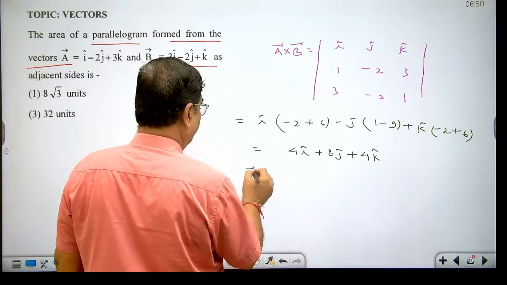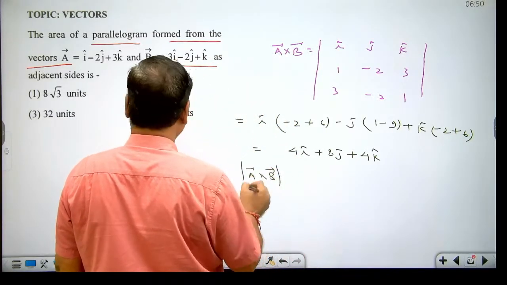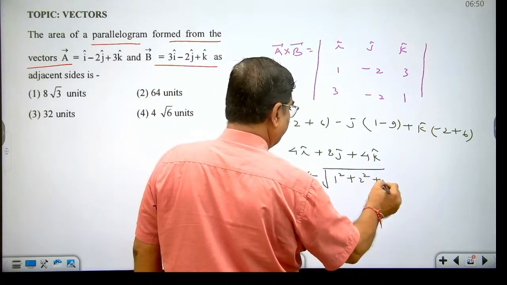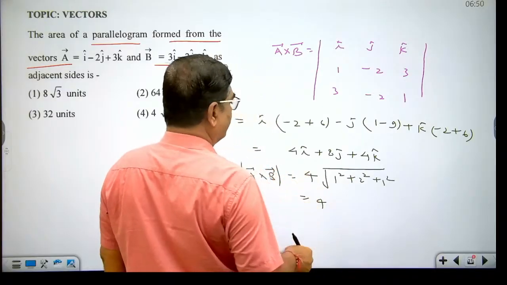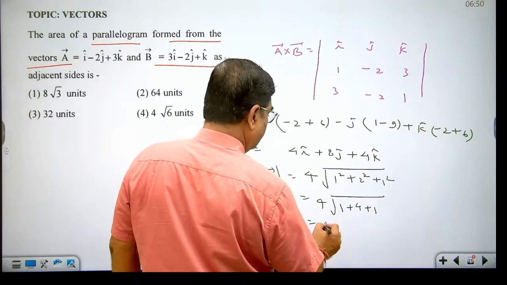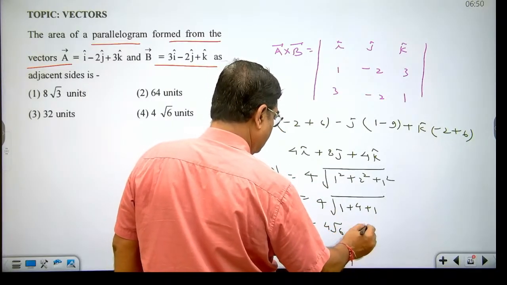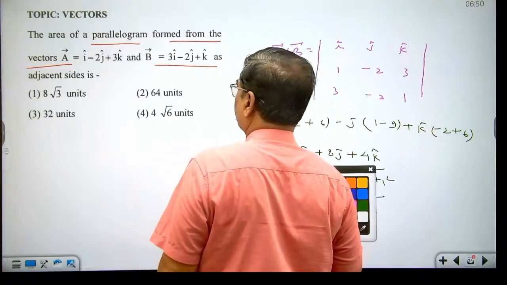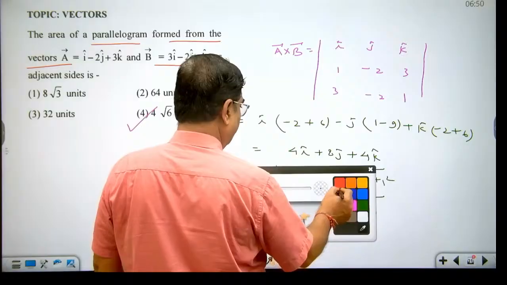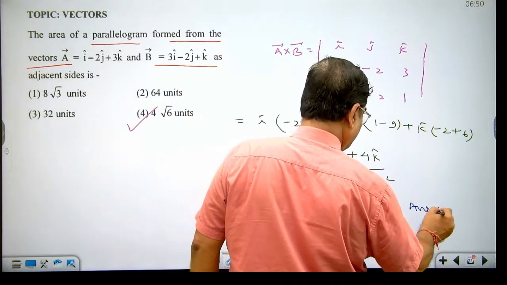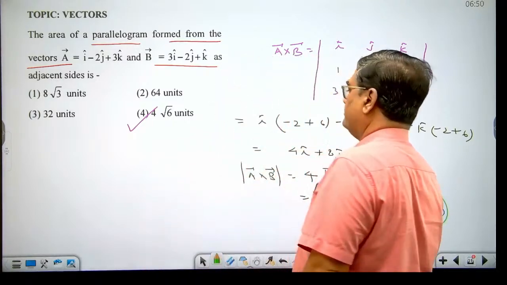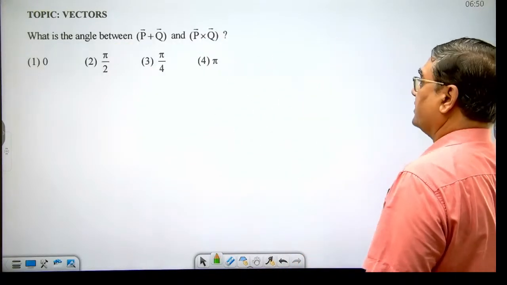So if we take the magnitude of A cross B, we take 4 as LCM, under root 1 square plus 2 square plus 1 square. Taking 4 as LCM makes it simple. This is 1 plus 4 plus 1. This is 4 root 6 unit. So out of 4 choices, the correct choice is option 4. Option 4 is the correct answer.